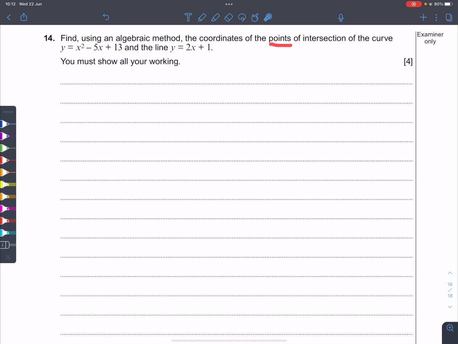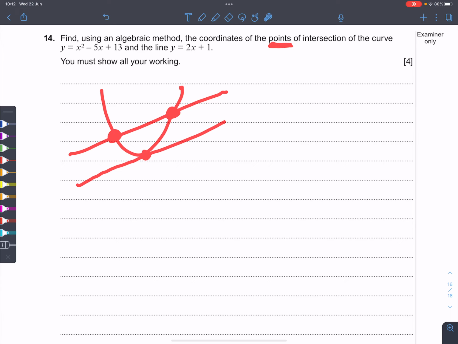Because we've got points, that's a multiple. Essentially what we're going to have is a quadratic, which is going to look like this, and 2x plus 1 is going to look like that, and they are going to cross each other at 2 points. I'd say 2 points purely because we've got points there, not point of intersection. If it was just a point of intersection, it would be a tangent to the curve, just at 1 point.